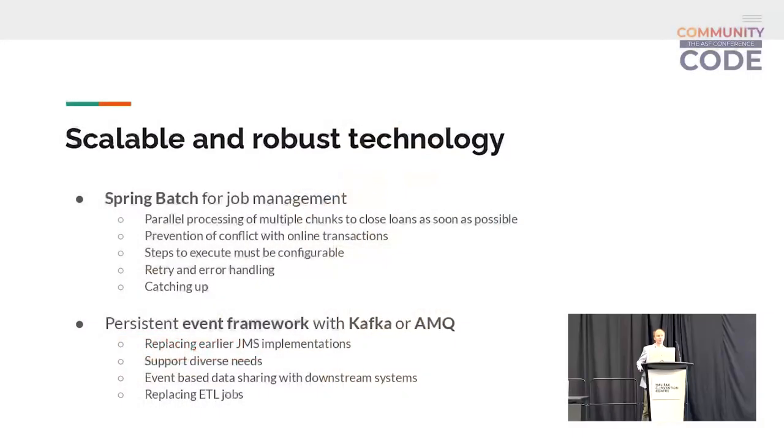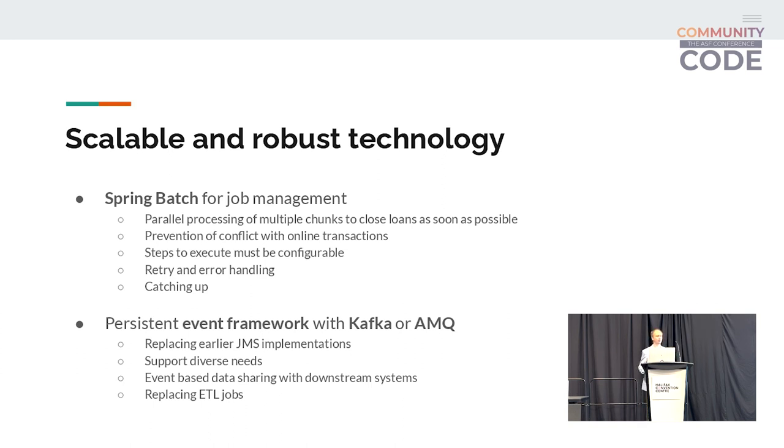For the jobs that we have, the batch jobs have certain steps. This needed to be configurable. Not all the steps execute every time. Spring Batch offered an easy possibility to make it happen. Retry and error handling, and finally catching up. Sometimes, in case a job for a certain reason cannot be executed, we have to re-execute it later. But you will hear more about these in István's speech today, later on.